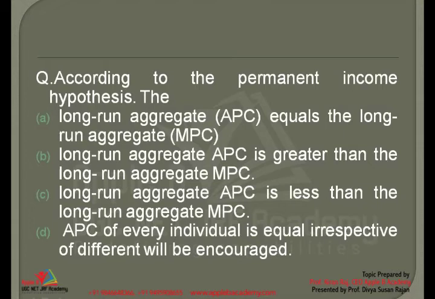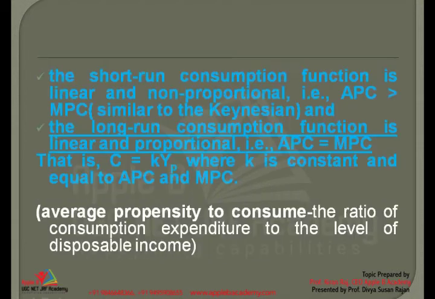Let's just have a look at the probable questions that can be asked for the NET exam. Now, according to the permanent income hypothesis, in the long run aggregate consumption: APC equals the long run MPC; long run APC is greater than long run MPC; long run APC is less than long run MPC; or APC of every individual is equal irrespective of the difference in income. What is the correct answer to this question?